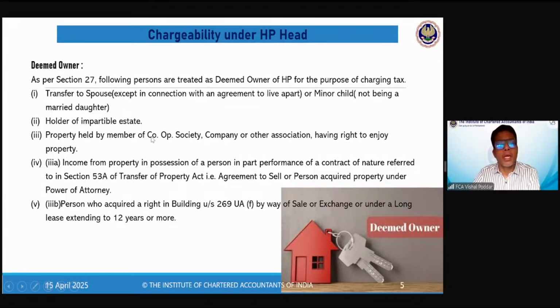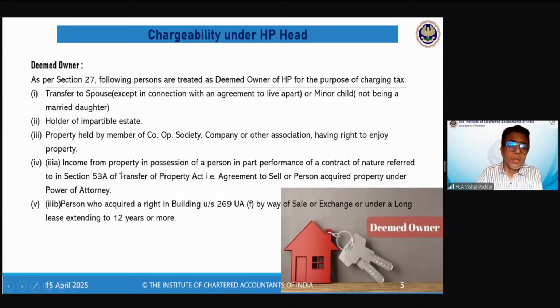Third, property held by a member of a cooperative society, company, or association having the right to enjoy the property. What is this? This third scenario is where you have purchased a flat in a housing society. In a housing society, even though you have purchased the flat legally, the housing society is the owner of the entire property, the building, the open spaces, and each and every unit in that building. Hence, legally, they are the owner. But since you have paid, you are actually occupying. All laws consider you as the owner, but that is on a deeming basis.